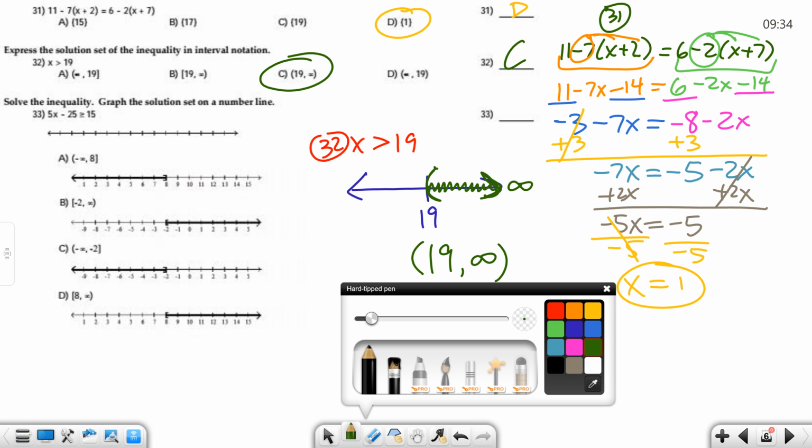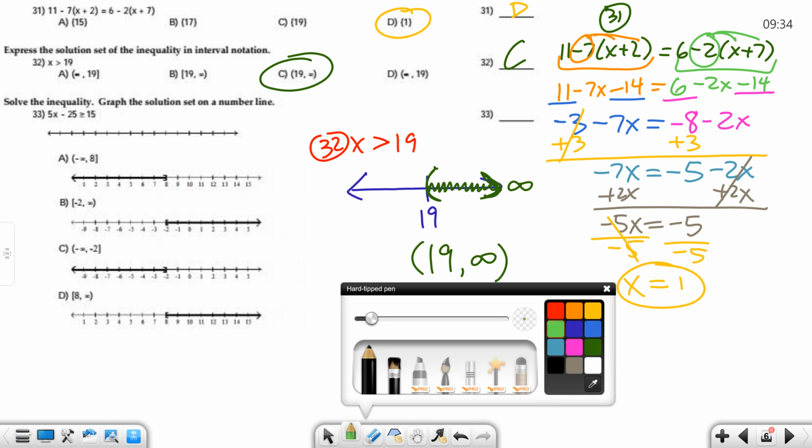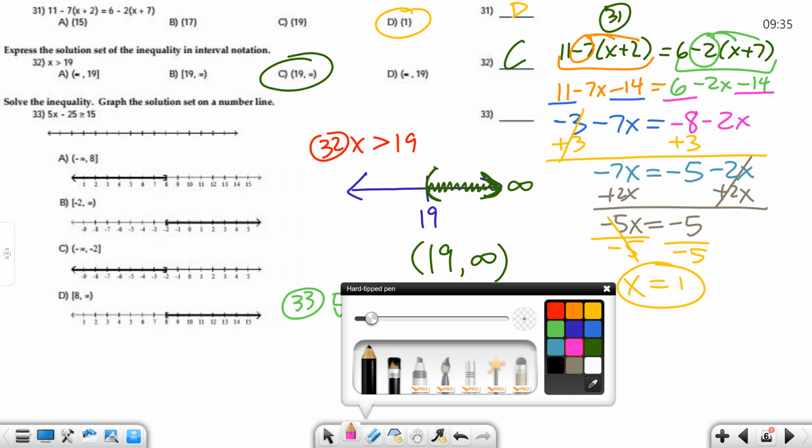Answer choice C. So now solve this and graph it on a number line. So number 33 is 5x minus 25 is greater than or equal to 15. And we're going to solve it and then graph it on a number line.